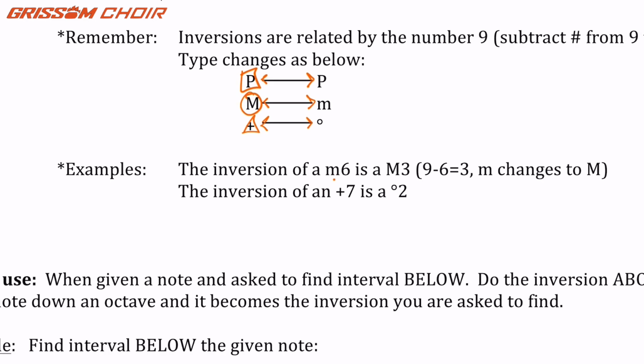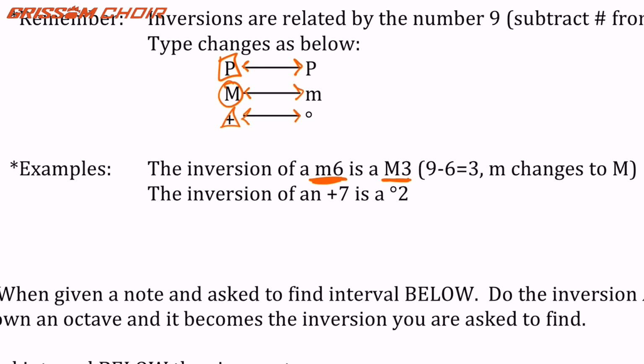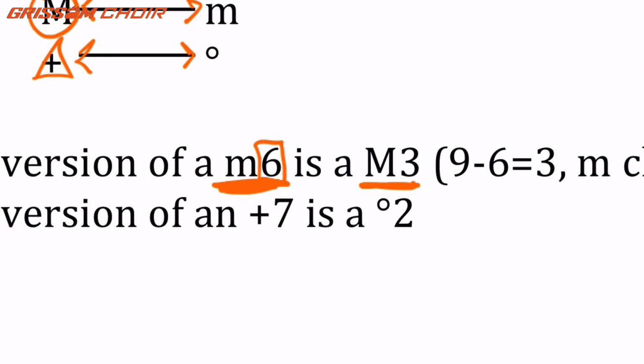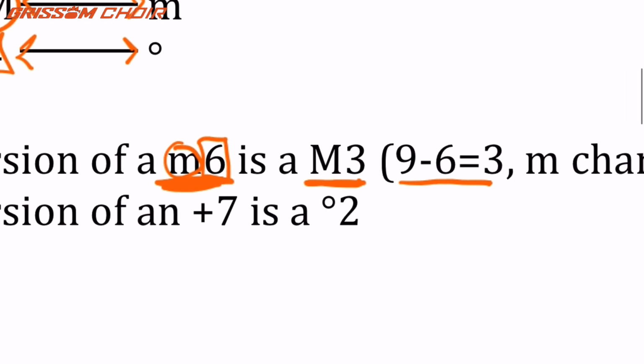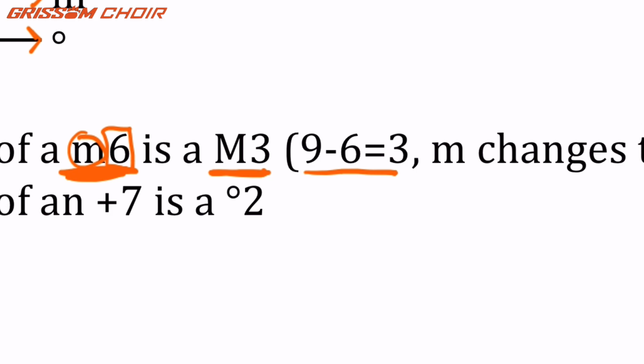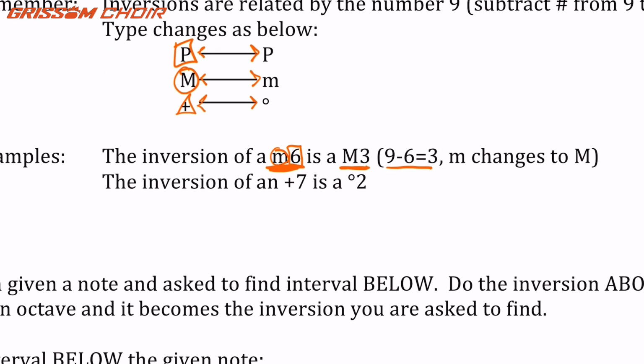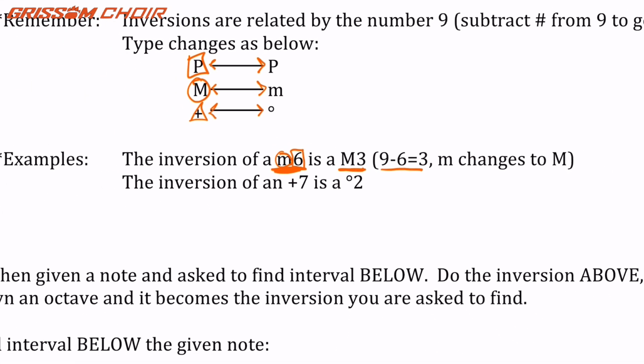The inversion of a minor sixth is a major third. The number it gives us is 6, so we subtract 6 from 9, and that gives us 3. The lowercase m becomes an uppercase M. Remember that a lowercase m is minor, and an uppercase M is major. So the minor sixth turns into a major third.